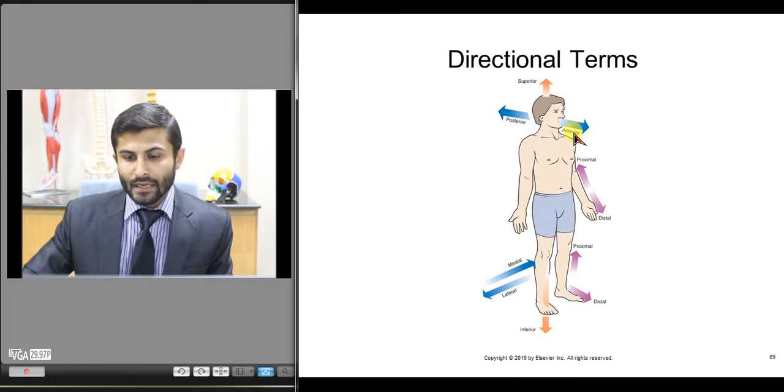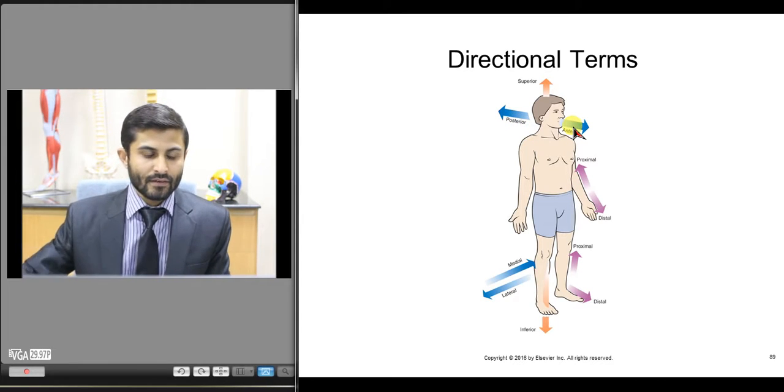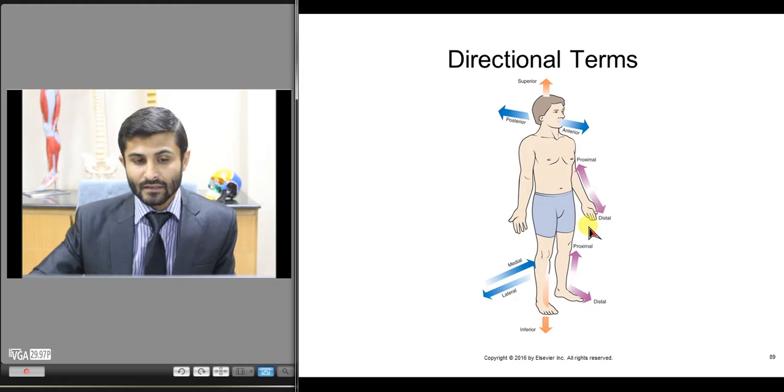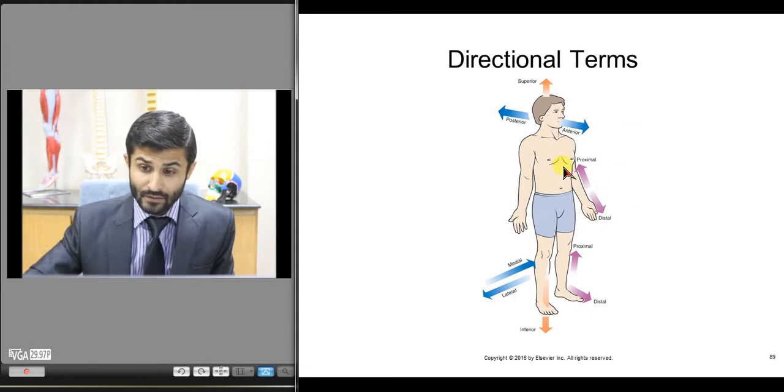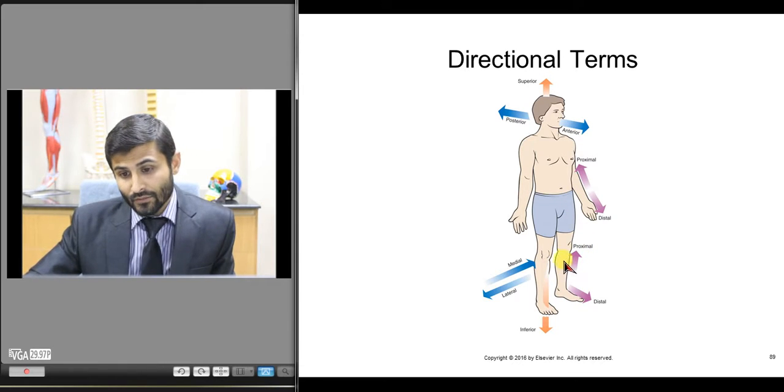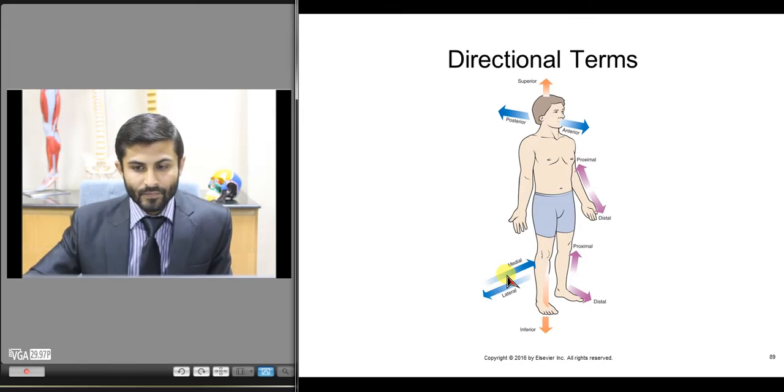and the anterior and the posterior, which is anterior on the front, posterior on the back side. The distal is away from the midline, the proximal is towards the midline or close to the center, the medial is again towards the inner side or the medial side, and the lateral is away from the midline or the center.